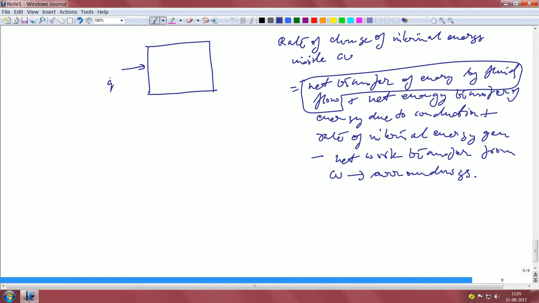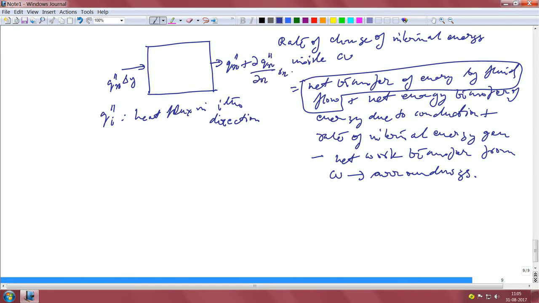So, here it is Q x double prime into delta y, where Q i double prime is basically the heat flux in the ith direction, and it is leaving the control volume with Q x double prime plus dQx double prime divided by dx into delta x. This entire thing is multiplied by delta y. So, that is the other term.